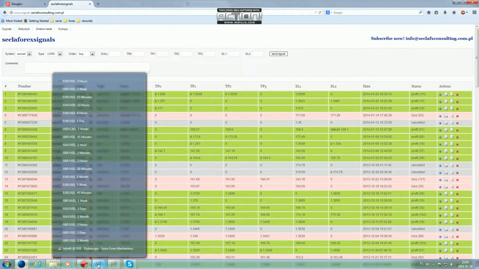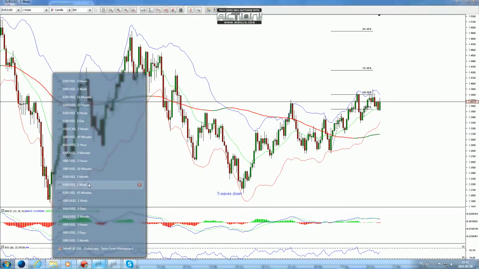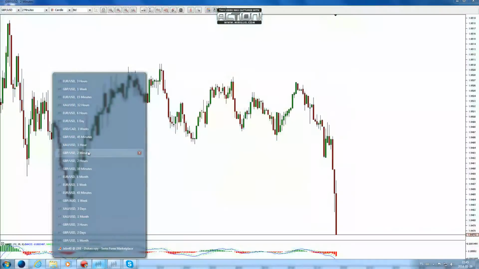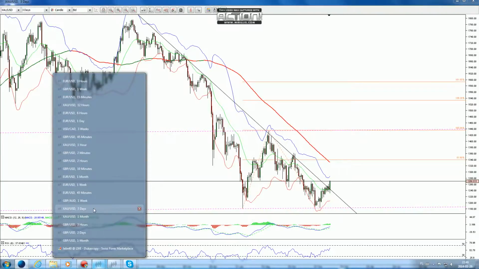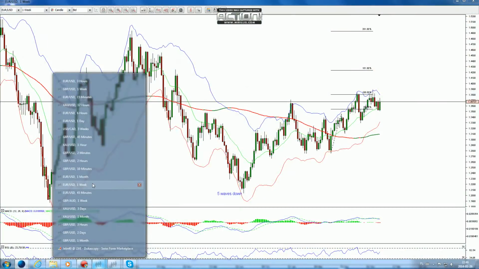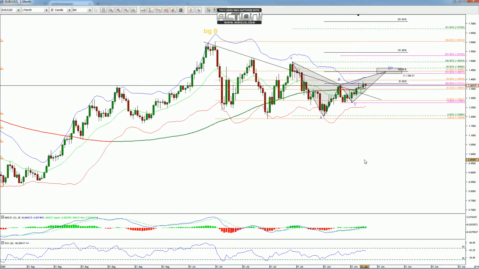I'll start with Euro USD. Okay, this is the weekly chart. Let's start with the monthly chart as usual. Good, where's my monthly chart? Okay, yeah, that's my monthly, sorry.